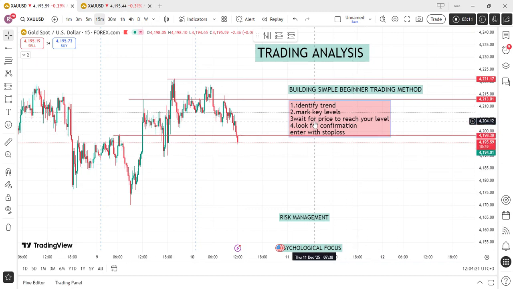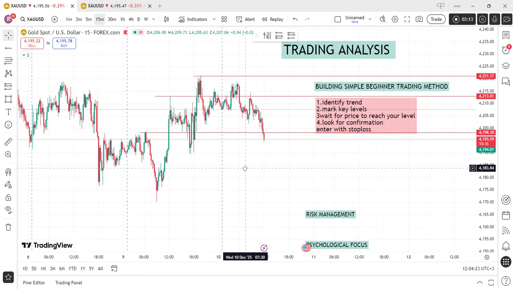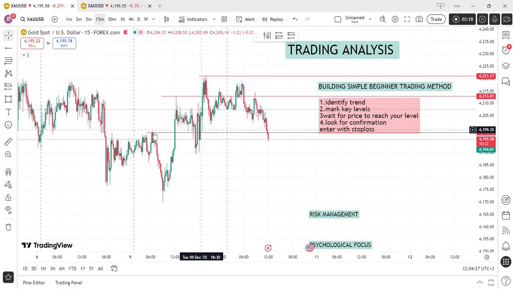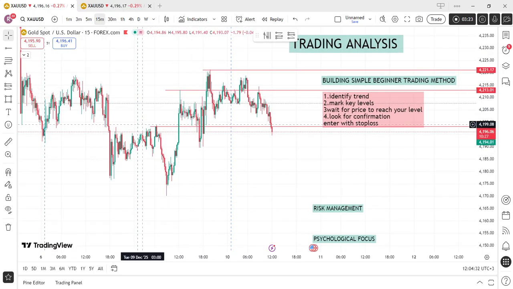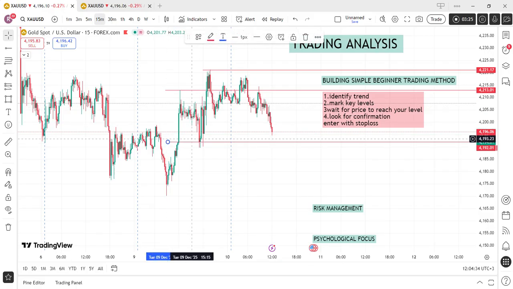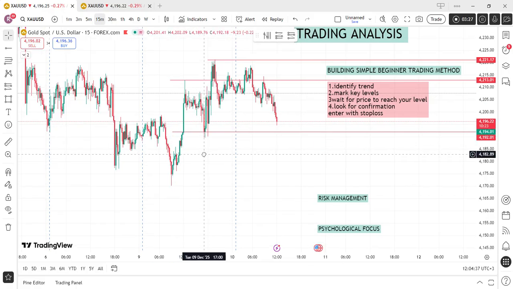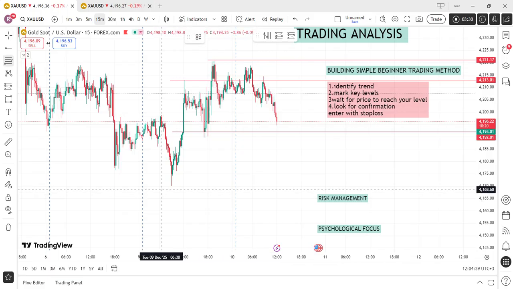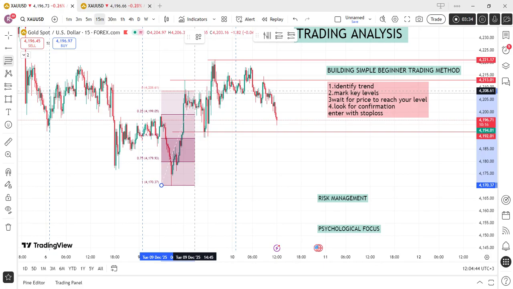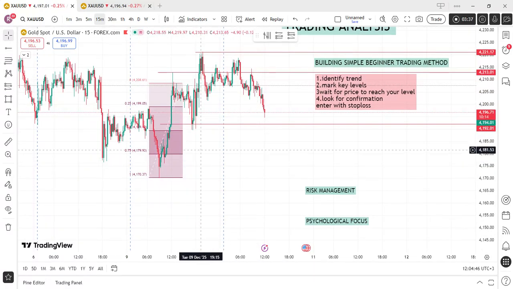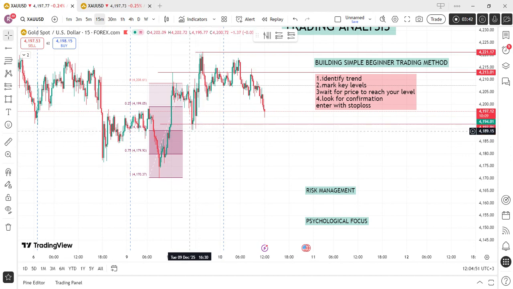Then you have to wait for price to reach your level. For example, if you have already noticed that we had a break of structure right here, you have to wait for price to reach your level. If your level is this gap right here, you have to wait for it to come to that gap before you enter. If your level, for example, uses the OTE, optimal trade entry pattern, it's actually the same thing. Price tapped right in there.